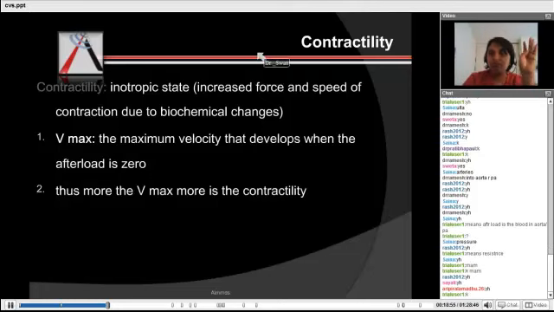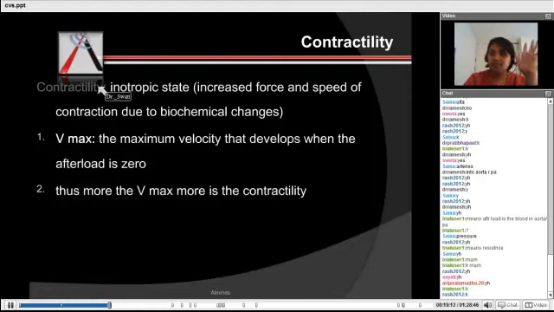Then we talk about the afterload and preload. All clear till now? Then you have something called contractility. Contractility is the inherent property of the muscles. Basically it's a change in the force and speed due to biochemical changes around the muscle fibers, so it is called the inotropic state. It's because of the ions and the changes that happen in the contraction, that is called the contractility of the heart. So it is increased force and speed of the contraction due to biochemical changes.